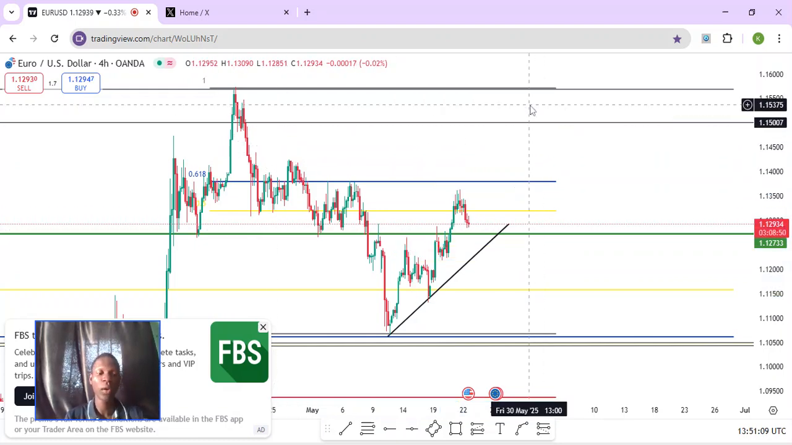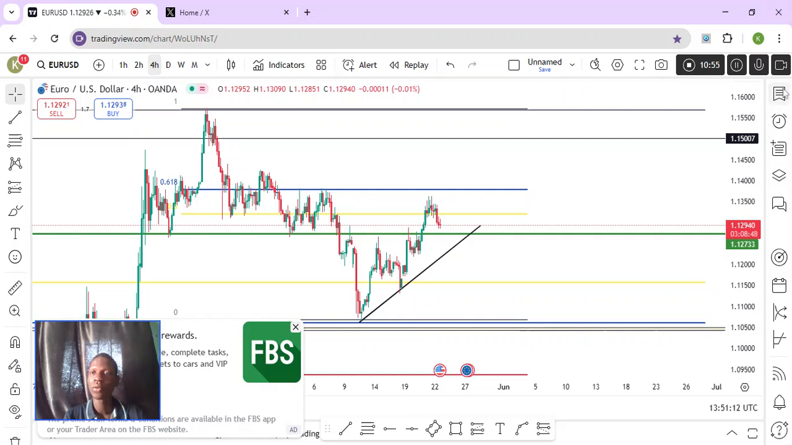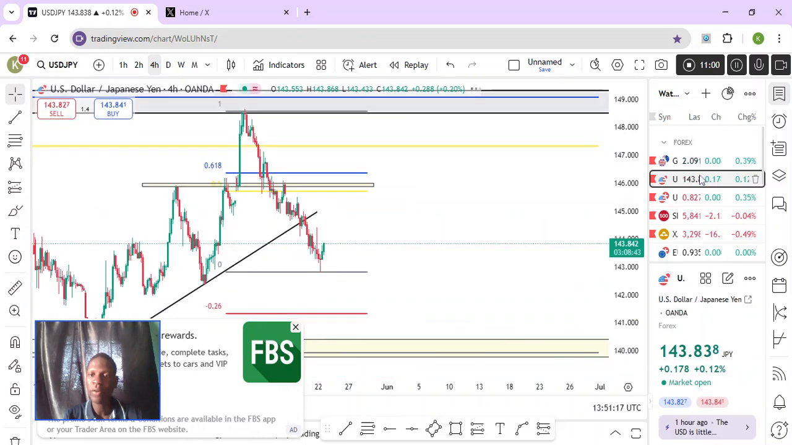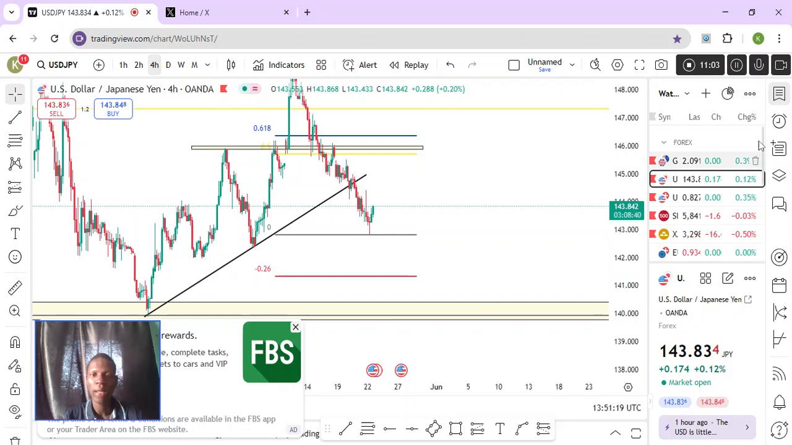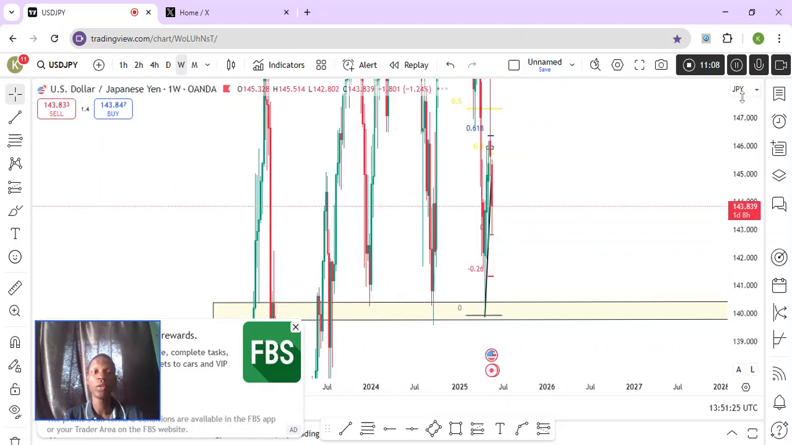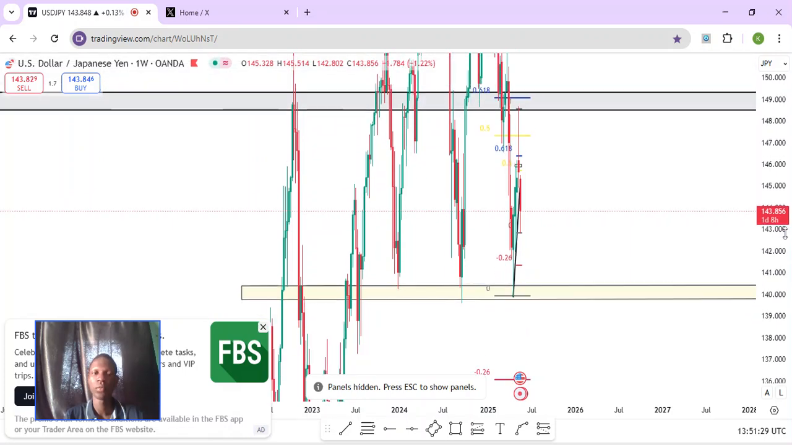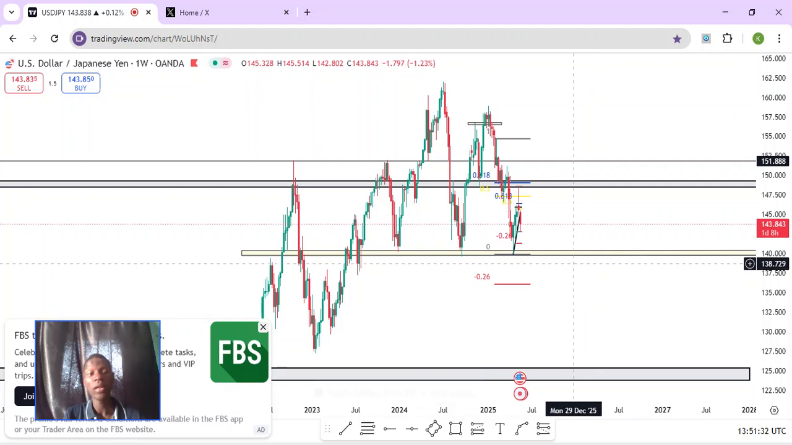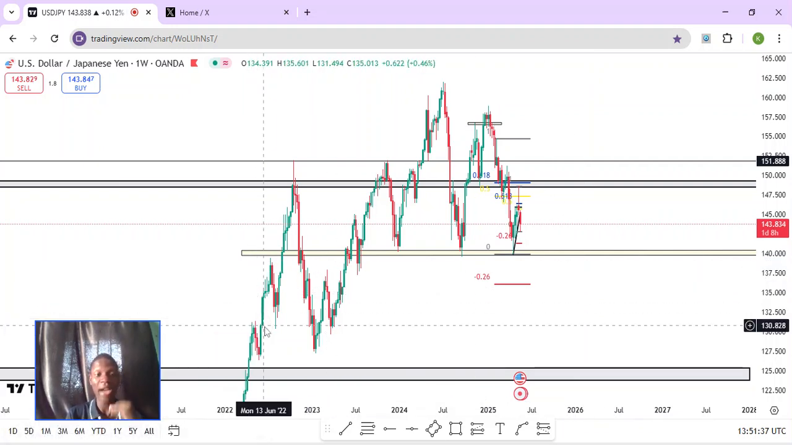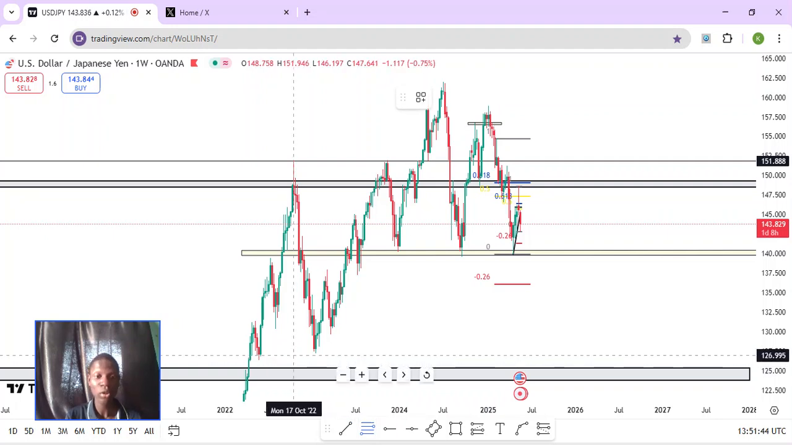I'm going to go over one more pair. I'm looking for a nice pair for us, I think USD JPY will be nice. So I'm going to go over to the weekly time frame, let me go to the full screen. For those that subscribe to my YouTube channel, you know I've analyzed USD JPY from the monthly time frame a couple of times. So I'm just going to take this again.